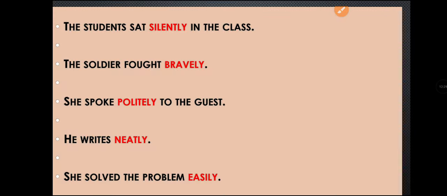The student sat silently in the class. The soldier fought bravely. She spoke politely to the guest. He writes neatly. She solved the problem easily. Just look at the adverb of manner words in red color. Look at the ly syllable at the last portion. So ly is the common feature that we usually see in adverb of manner words.